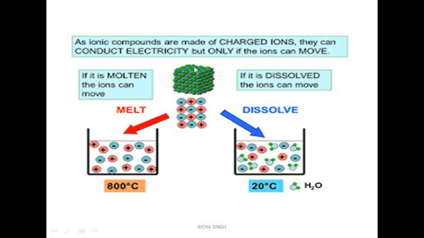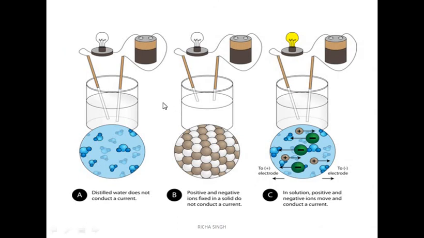The electricity will be conducted in two states. Either it is in the molten state, where it has been heated up to melt, or it has been dissolved in water so that the ions can dissociate. In both these states, the ions will be free and then they will move and thus help in the conduction of electricity. You can see in this activity, this is the setup for showing electrical conductivity.